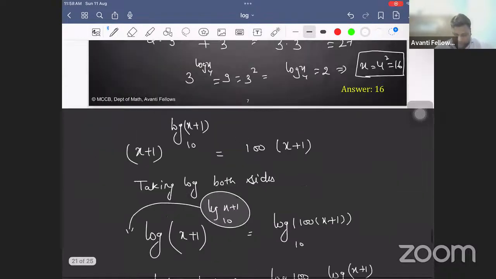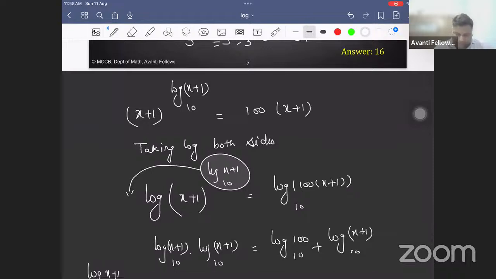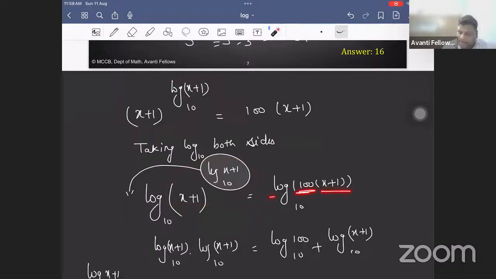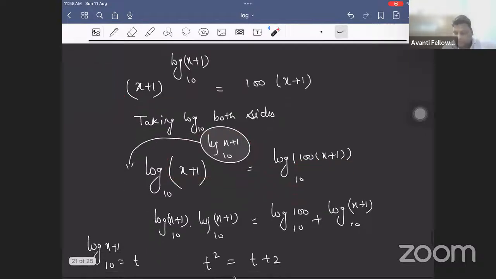All right. See, I explained this question once again. Somebody was asking me. x plus 1 to the power log x plus 1 base 10 is 100 times x plus 1. All right. Take log both sides. Definitely, if the question is talking in terms of base 10, we will take the log to the base 10 also. Taking log base 10 both sides. So here it will become log base 10 of this entire expression as it is, log 100 times x plus 1 base 10.